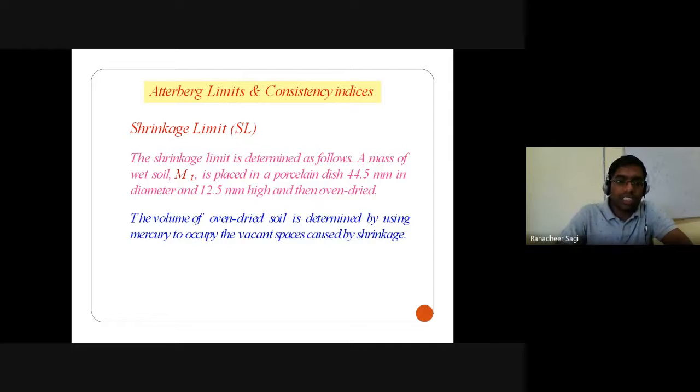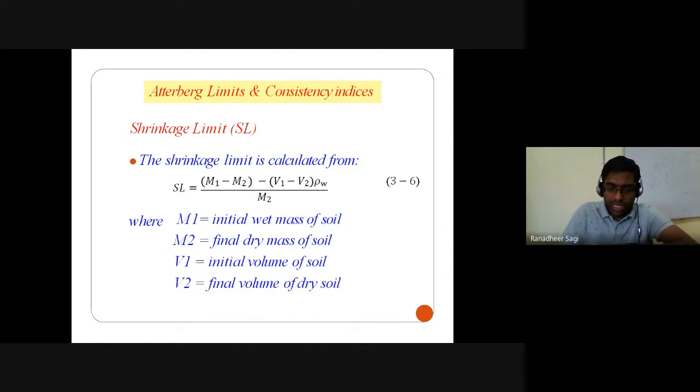And now let's see how to find out your shrinkage limit value of the soil. So the shrinkage limit value of the soil is what we write as M1 minus M2. What is this M1 minus M2 giving you?